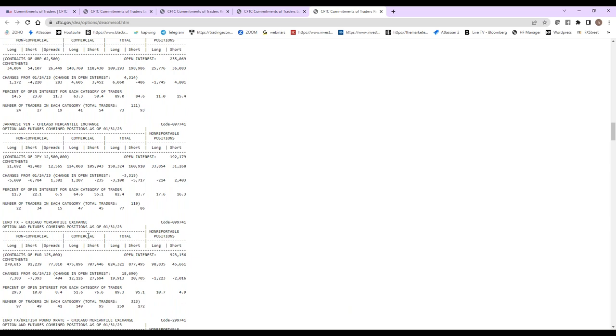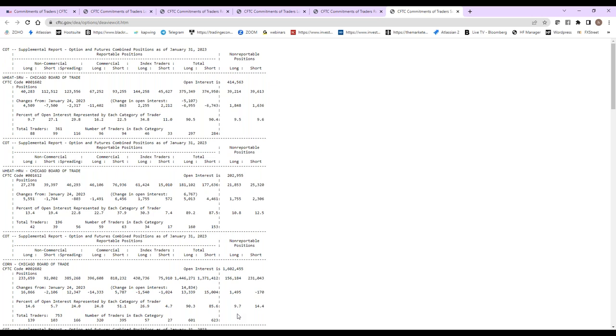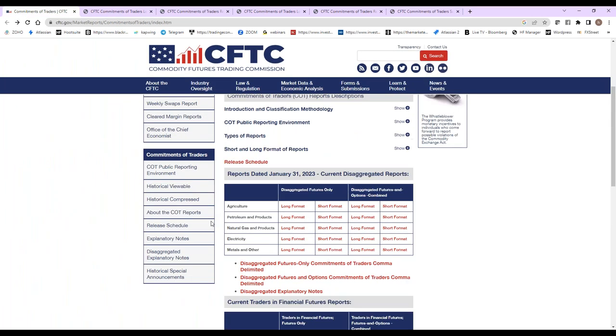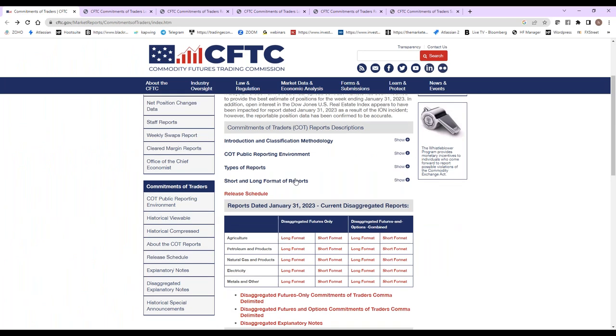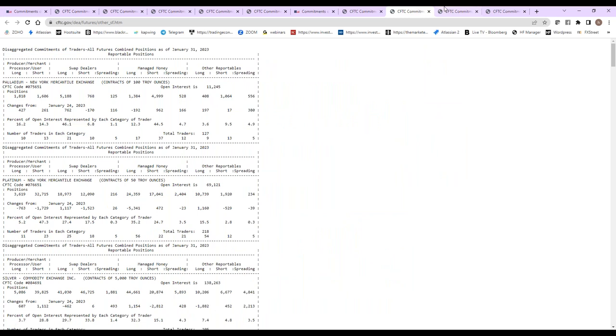Euro FX, Japan. This is the Chicago one. Sorry, I should have stuck with the column. I should have had the methods in a separate Google report, aggregated with the legacy, because this is getting confusing, right? It is getting a bit confusing.